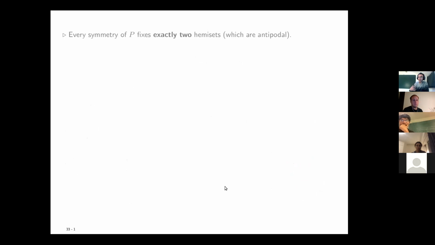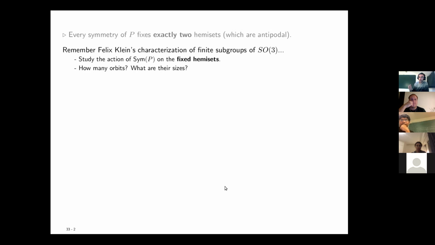Now, since every symmetry of P fixes exactly 2 hemisets, we can go back to Klein's characterization of finite subgroups of SO3. The way Klein's proof works, it basically looks at how those symmetries act on the poles, so on the fixed points of the rotations. But you could go through his proof and replace poles by globally fixed hemispheres. It would be the same, right? It's a set of size 2n, antipodal, and so on. So we can just go to his proof and unfold it in this setting, and it goes through up to some point. So up to what point?